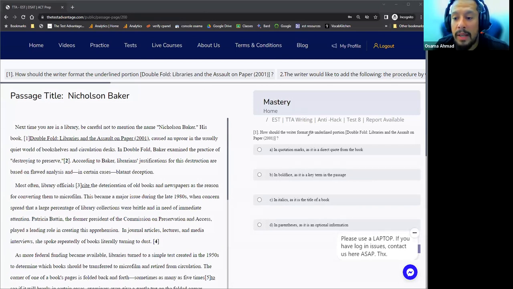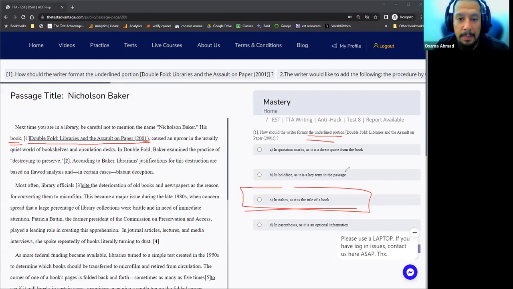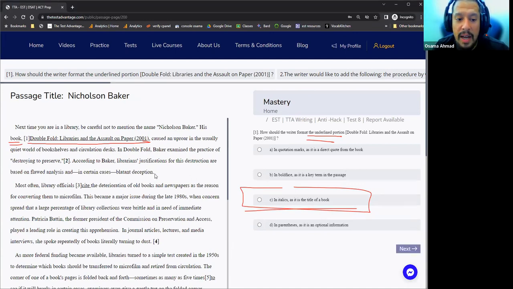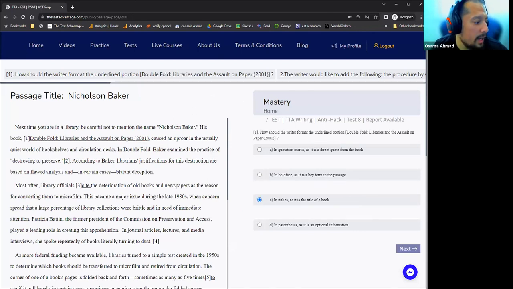How should the writer format the underlined portion? شايفين الunderlined portion ده اسم كتاب صح؟ اسم كتب are in italics. مفيش أي جدال فيها. The name of a book, when it's written in full text, is placed for italicization, right? It's italics. Keep that in mind. So that's one of the rules in formatting.